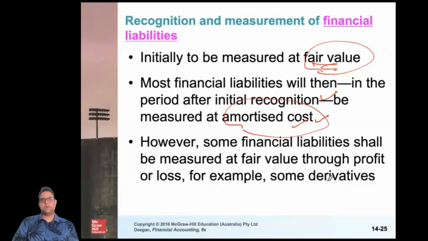However, some of the financial liabilities should be measured at fair value through the profit and loss account. Few of those, not all of those. For example, some of the derivatives. Derivatives are again part of the next chapter, where we will talk about futures and forward contracts and how they are treated through the profit and loss model rather than the amortization model, especially when they are a liability.